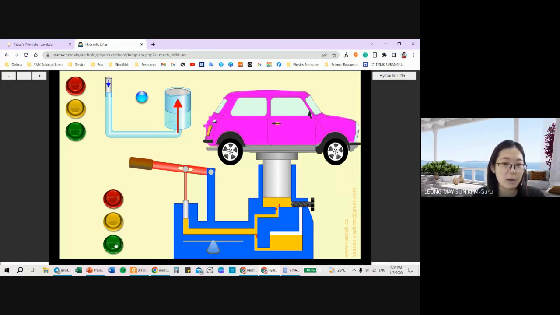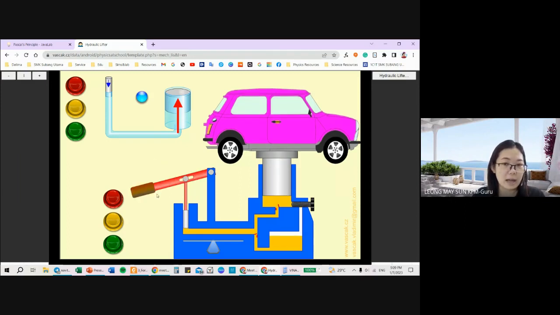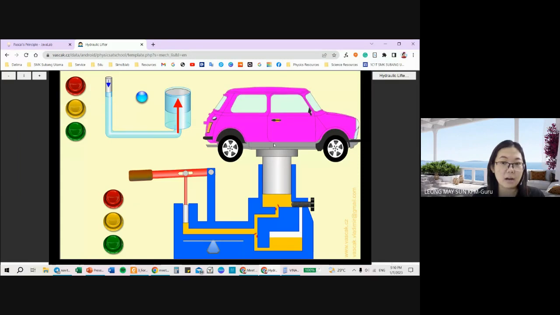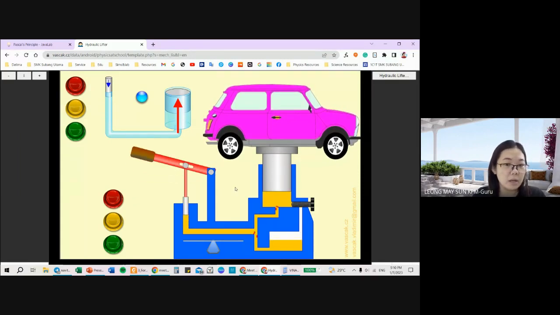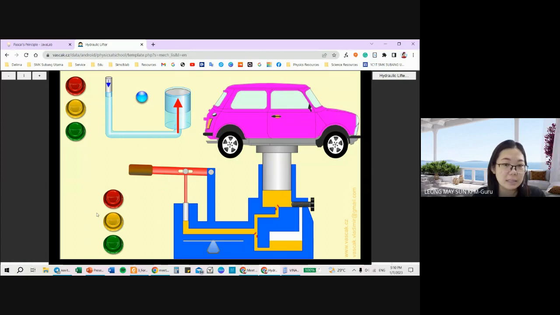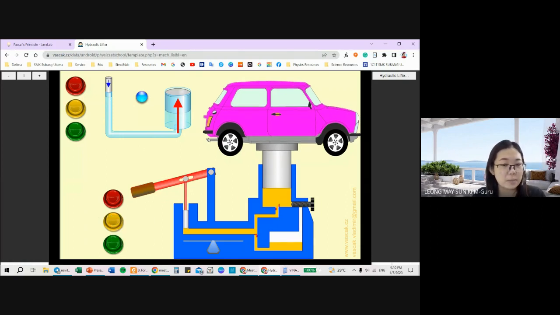So we keep on repeating this until we manage to get the car to the height that we want it to be. So if that's the case, then when will it stop? All right. Obviously, it stops when we actually stop pressing on this lever.